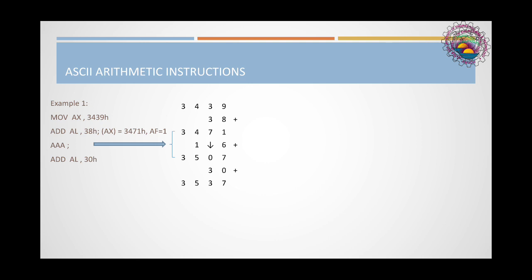So 34 plus 1, 35. So that is the value 3507 within AX register after execution of the AAA instruction. Now we have to convert 07, that is in unpacked BCD form, into ASCII. So we have added 30 with AL. So 07 plus 30, 37. So now you are having 35, 37 within AX. 35 is the ASCII for 5 and 37 is the ASCII for 7. So that is the calculation. 49 plus 8 equivalent to 57.